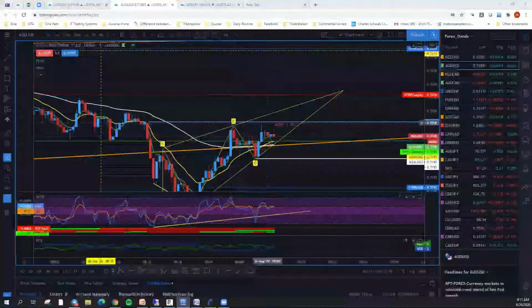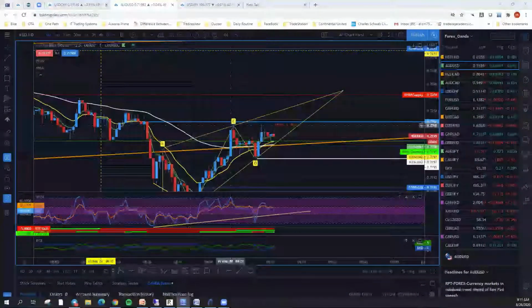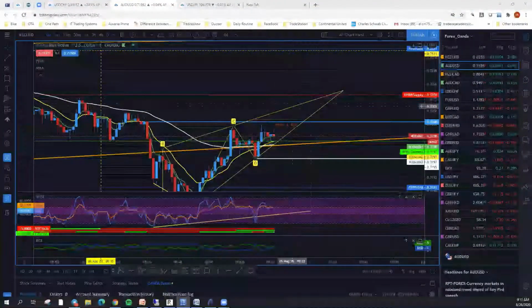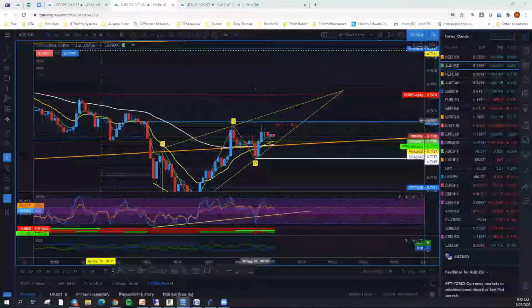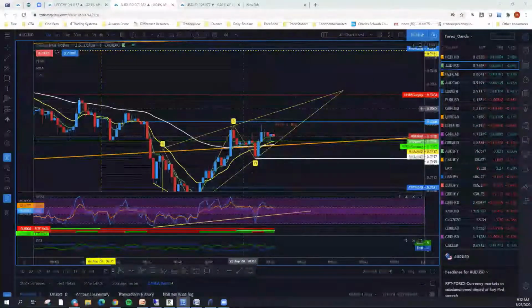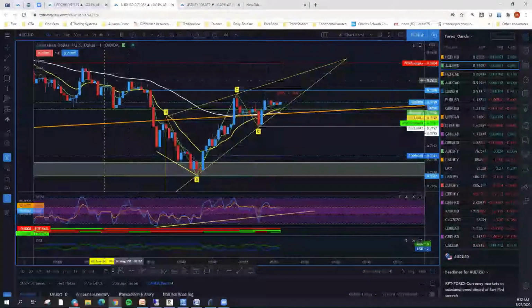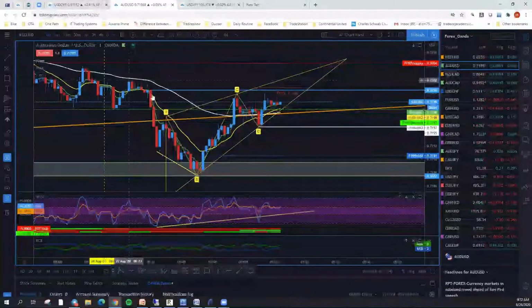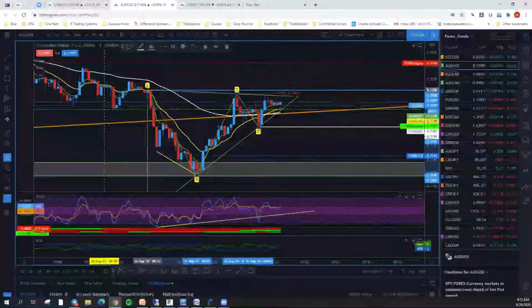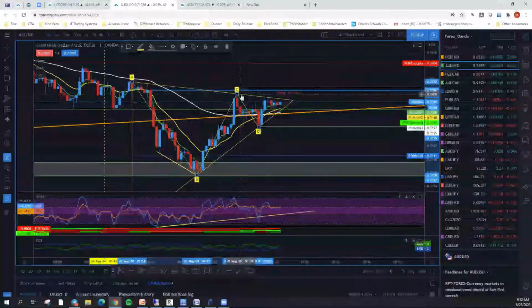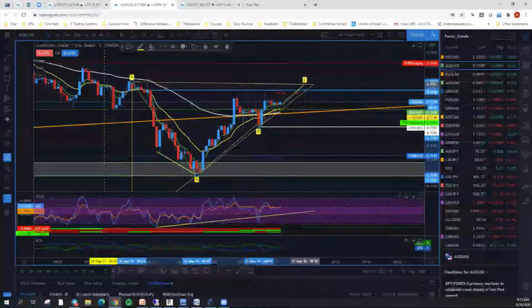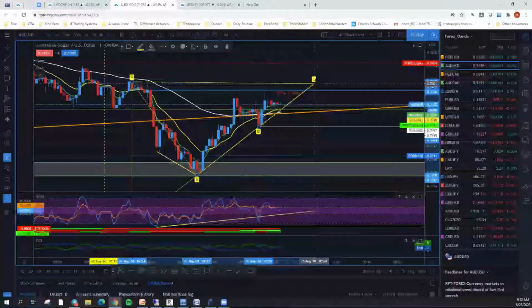But I would rather see it break the top of this yellow wedge before I took it long, because right now it's still somewhat in a flag pattern from the upper. It still hasn't broken through this one. You actually probably put this one up here if you wanted to, and flatten it out.